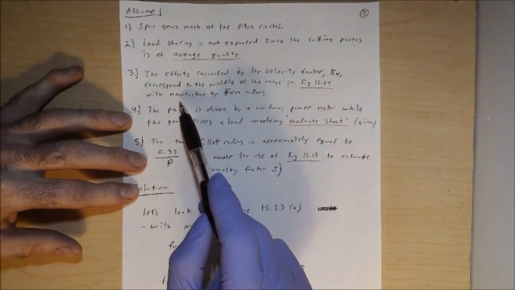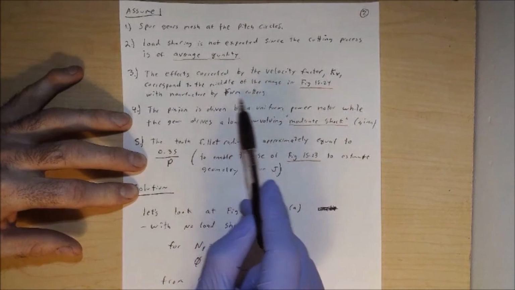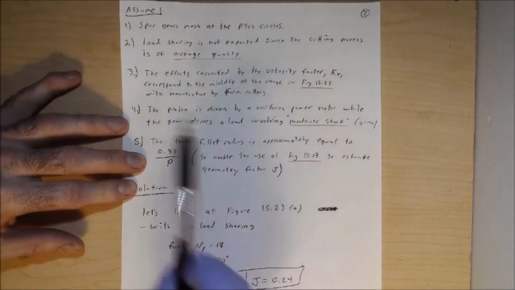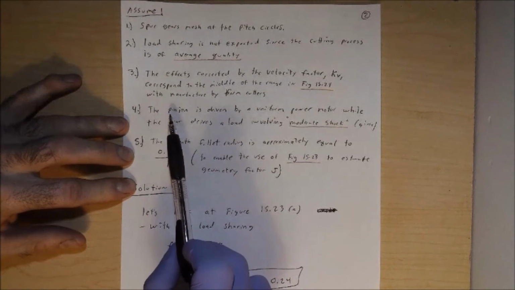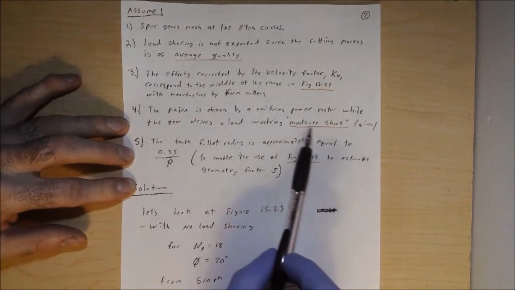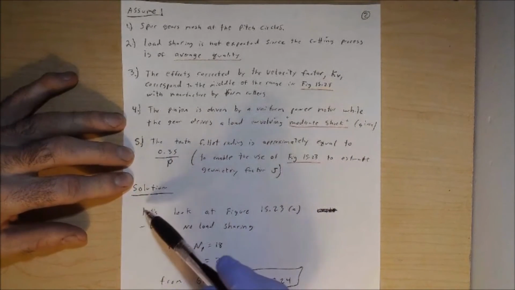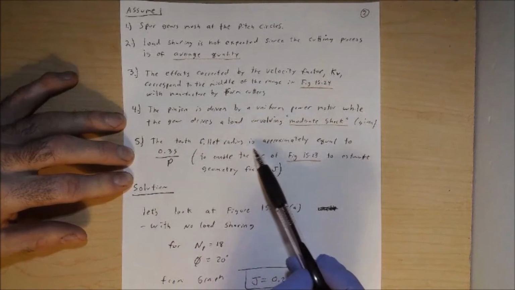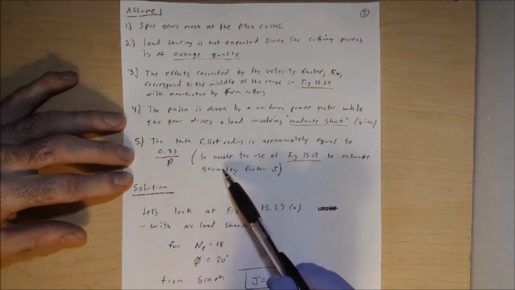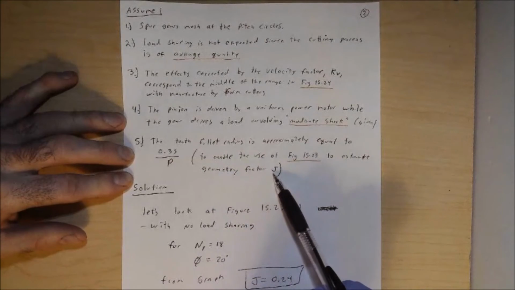And then we're also going to assume that it's manufactured with form cutters. So this is important too when we're looking at the curves there to figure out which one we're choosing. Fourth, we want to assume that the pinion is driven by a uniform power motor while the gear drives a load involving a moderate shock. So this is given to us in the problem statement here. We're going to assume moderate shock. And the fifth assumption we're making is that the tooth fillet radius is approximately equal to 0.35 over P. So to enable the use of figure 15.23 to estimate the geometry factor J.